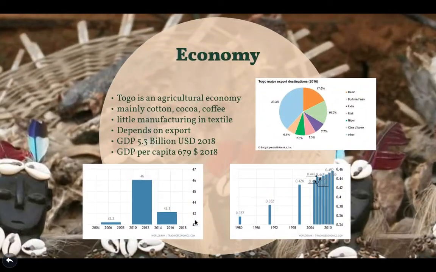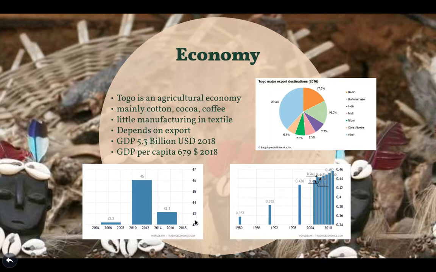In the end, we will look at the economy of Togo. Togo is mainly one of the poorest countries in the world and in Africa. Its main economic activity is traditionally agriculture, mainly cotton, cocoa, and coffee. There's little manufacturing in terms of textile, and in the past 10 years, the country has moved into industry, but mainly it's mining of phosphate, which they are today one of the biggest producers of phosphate around the world.